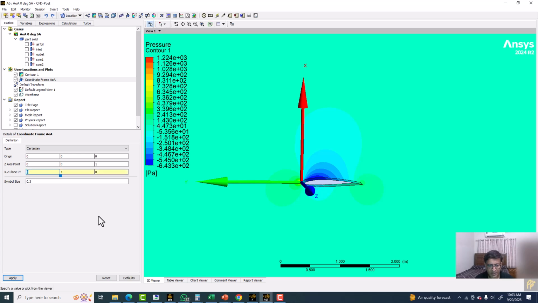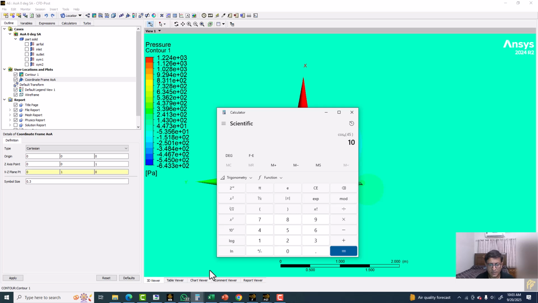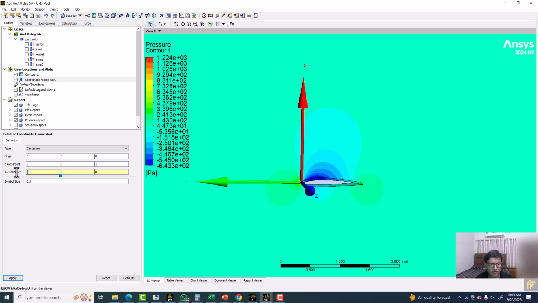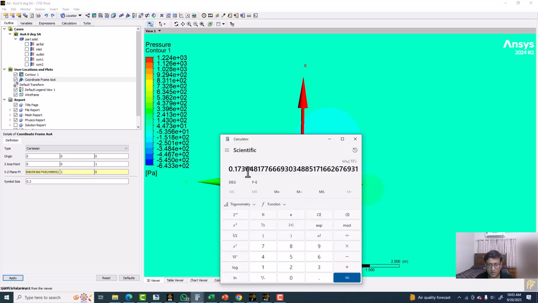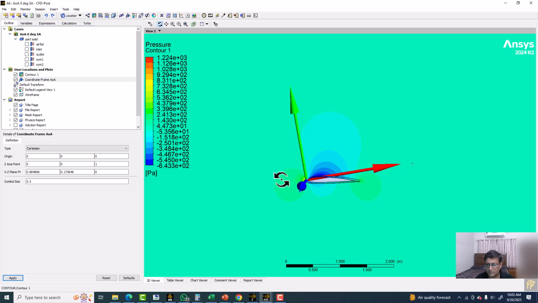And for 10 degrees, definitely you have to put the value of 10 degrees. That is like a second case. Copy and paste in the x axis. We define the angle of attack such that x is the cos component and y is the sine component. So this is sine of 10 degrees, and you have to put it over here and apply. Now this is a 10 degrees angle of attack.